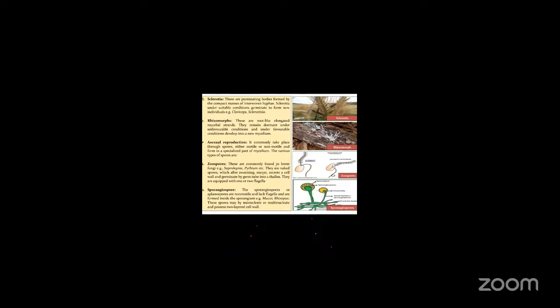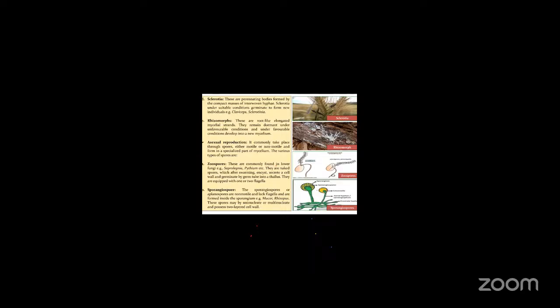The next one is the sporangiospores. Sporangiospores are aplanospores, which are non-motile and lack flagella. They are formed inside the sporangium, for example in Mucor and Rhizopus. These spores may be uninucleate or sometimes multinucleate and possess two-layered cell walls. Aplanospores and sporangiospores are both non-motile, non-flagellate spores produced within the sporangium.